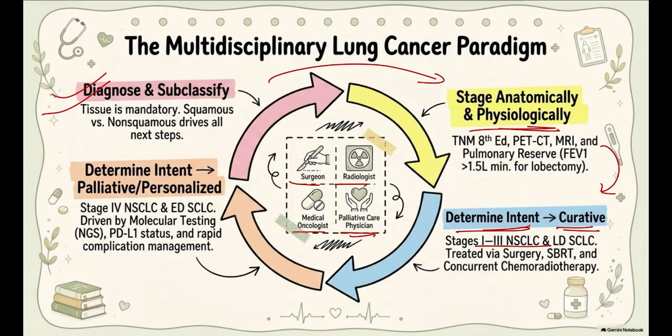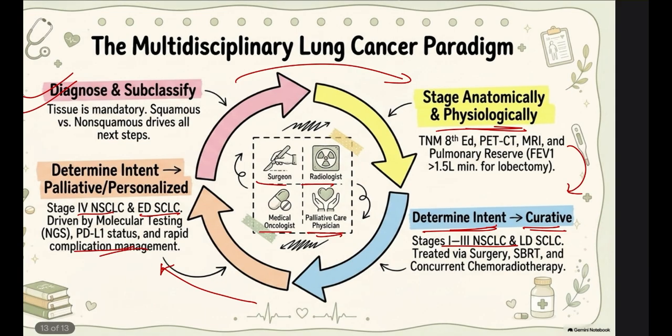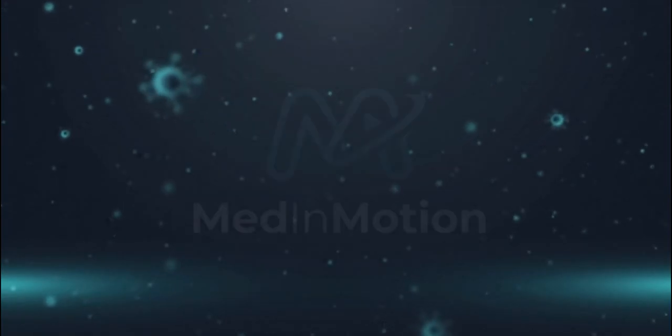Curative intent applies to stages 1 through 3 non-small cell and limited stage small cell. Palliative or personalized intent applies to stage 4 non-small cell and extensive stage small cell. This is always driven by molecular testing and rapid complication management.